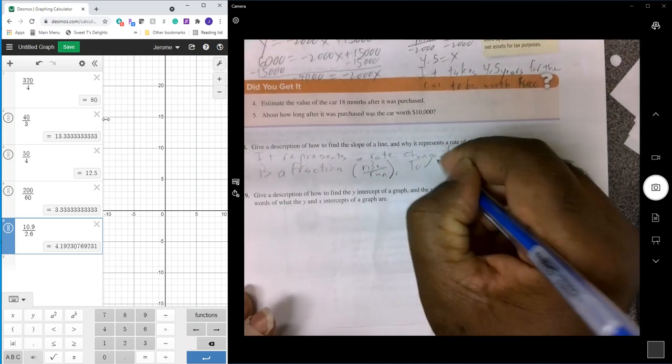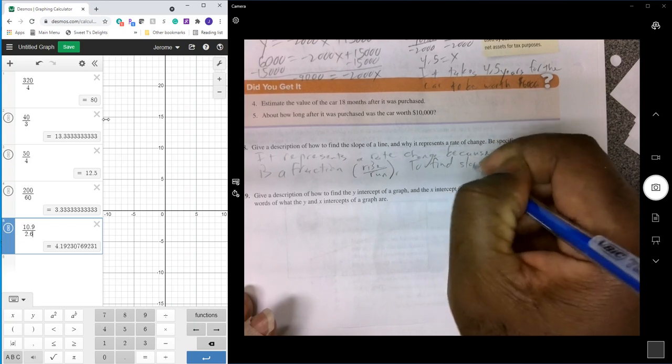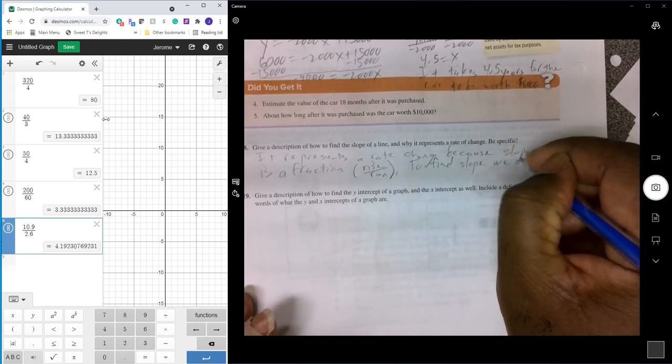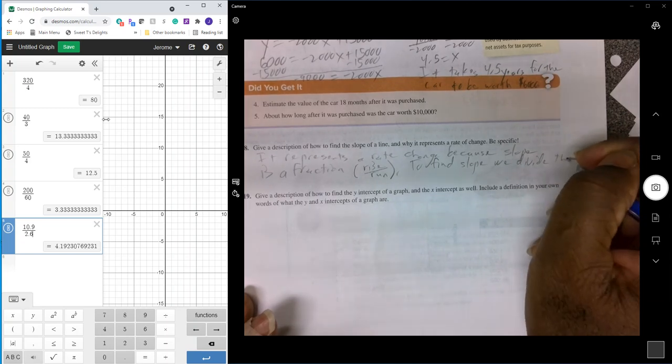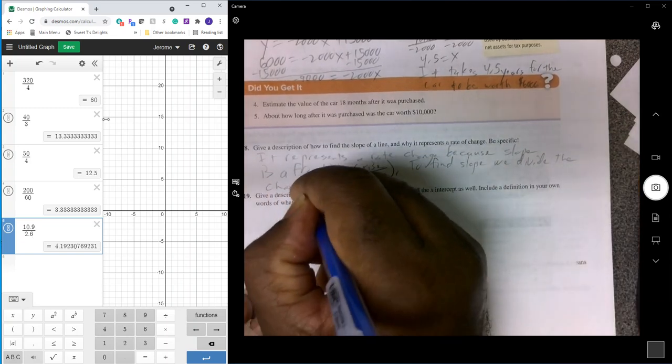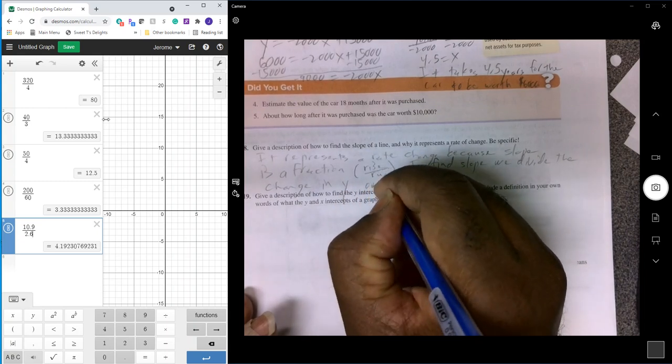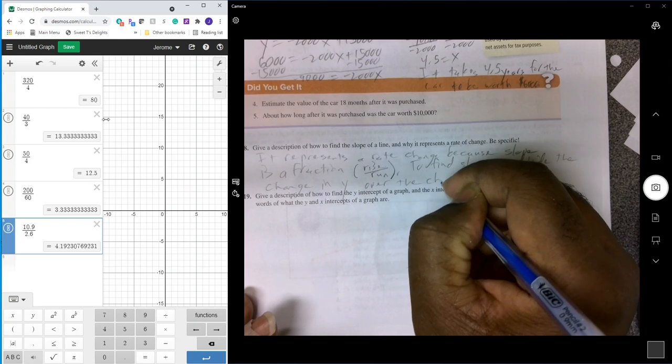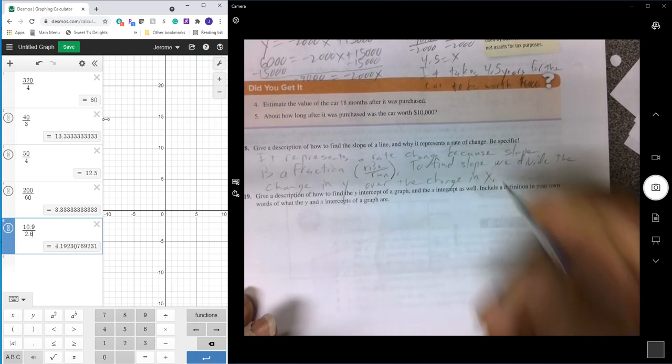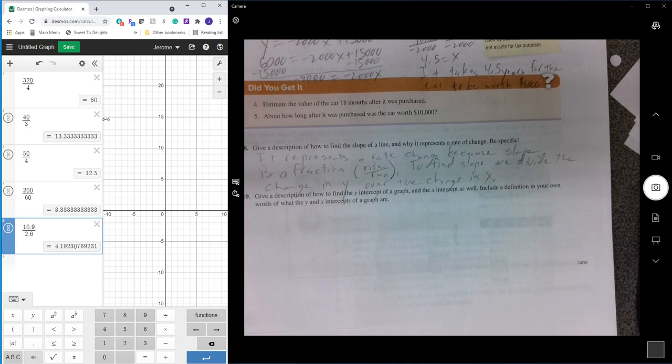Okay, now it says give a description on how to find slope. So to find slope, we divide the change in y over the change in x. Now it says give a description of how to find the y-intercept of a graph and the x-intercept as well. Include a definition in your own words of what the y and x-intercepts of a graph are.